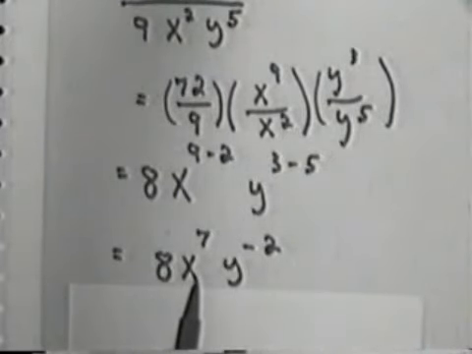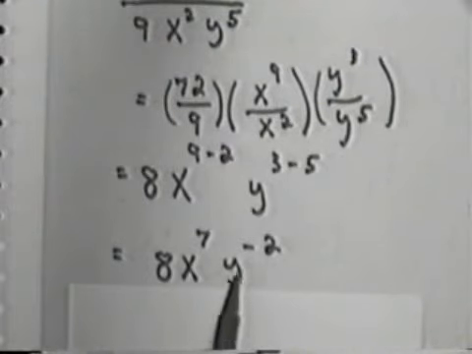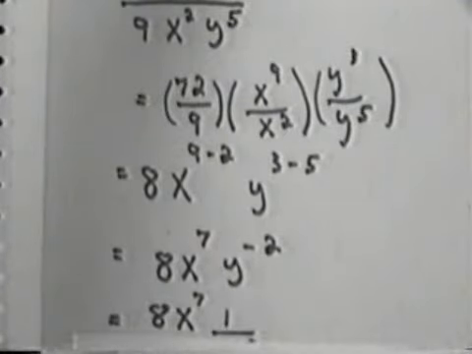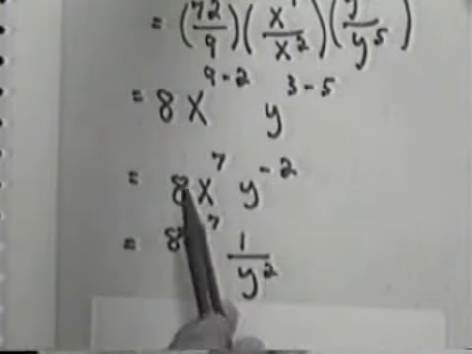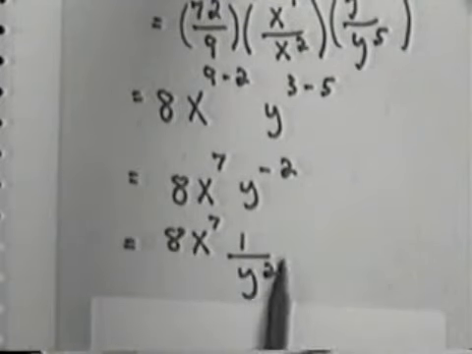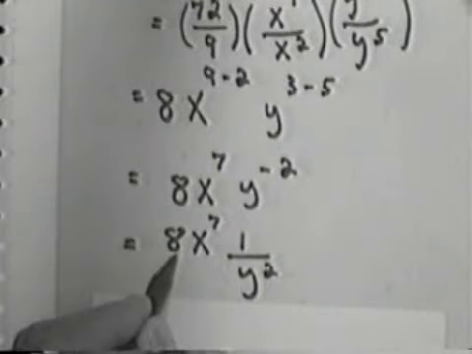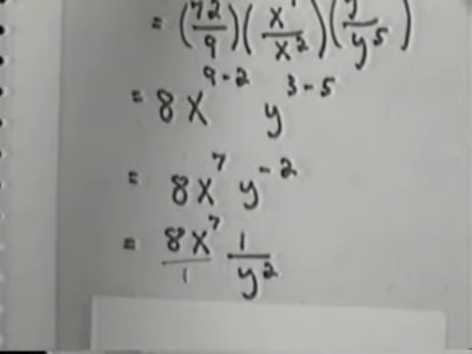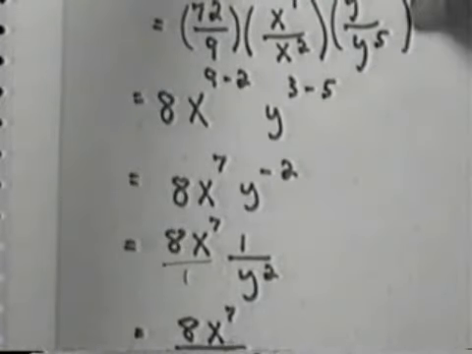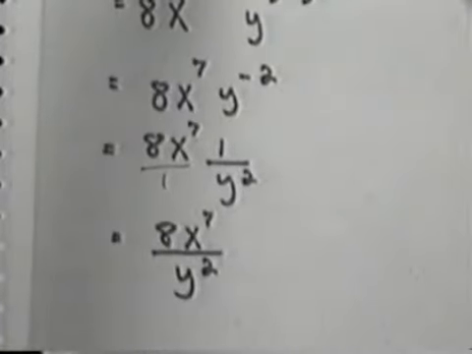8 is okay, x to the 7th is okay, but y has a negative exponent. A negative exponent tells me to take the reciprocal of the base. So I need to write it as 8 x to the 7th times 1 over y squared. Now notice y is the only base that has a negative exponent. So y is the only thing I do the reciprocal of. Now this is understood to be 8x to the 7th over 1. So then multiplying, I get as my answer 8x to the 7th over y squared. 8x to the 7th times 1 is 8x to the 7th. 1 times y squared is y squared.